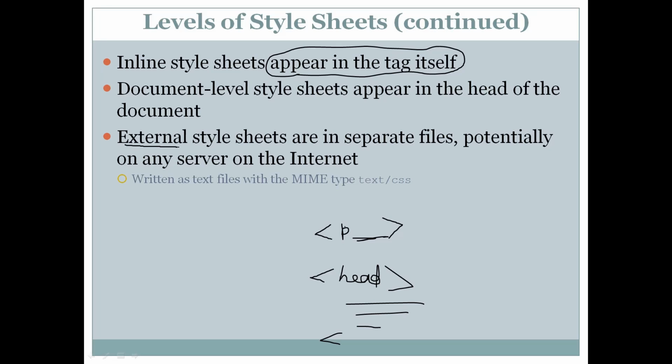External style sheets are in separate files, potentially on any server on the internet. In case of external style sheet, it is not included in the HTML or XHTML document. External style sheets are kept separate from the HTML, XHTML documents. Written as text files with MIME type text/css. The external documents are saved with an extension .css, that is cascading style sheet files.